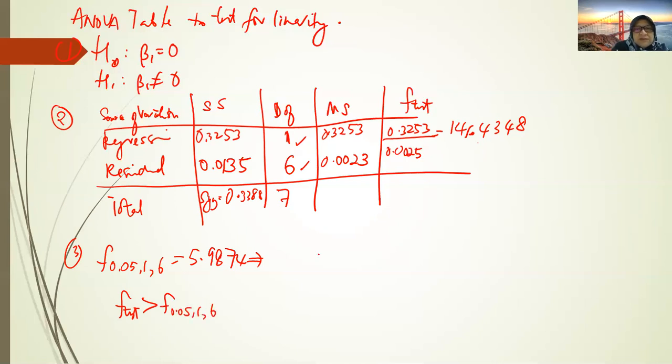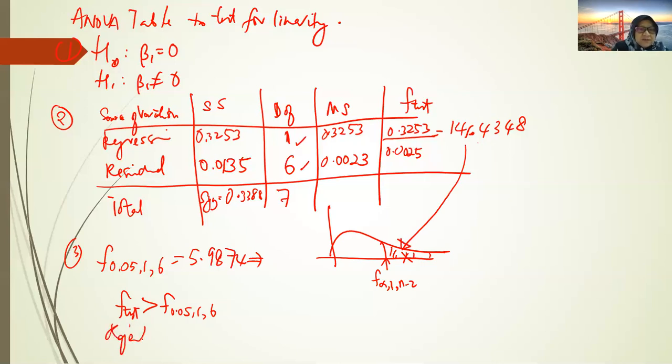If you want to draw, similar to before, this is our F critical, F alpha, 1, n minus 2. And this is our F test, so it is in the rejection region. So reject H naught, since the test statistic value is much larger than the critical value from the statistical table. Then you can write a similar conclusion at alpha 0.05: there is a linear relationship between the percentage of hydrocarbon and the percentage of oxygen purity produced. Okay, so that's all for 5.3. For the second exercise, you can try on your own.